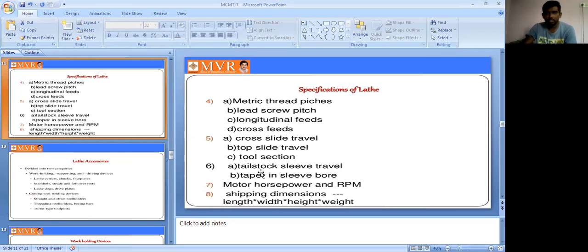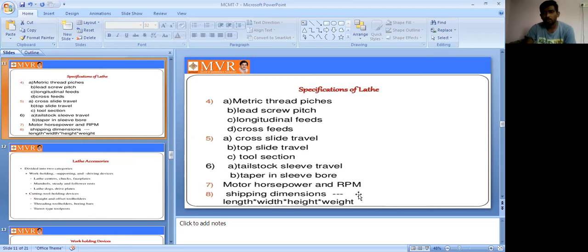The next one, the sixth, is tailstock travel, and the taper in the tailstock bore. Tailstock is the sixth specification. The seventh specification is motor horsepower and RPM. So we have the motor that we are using.